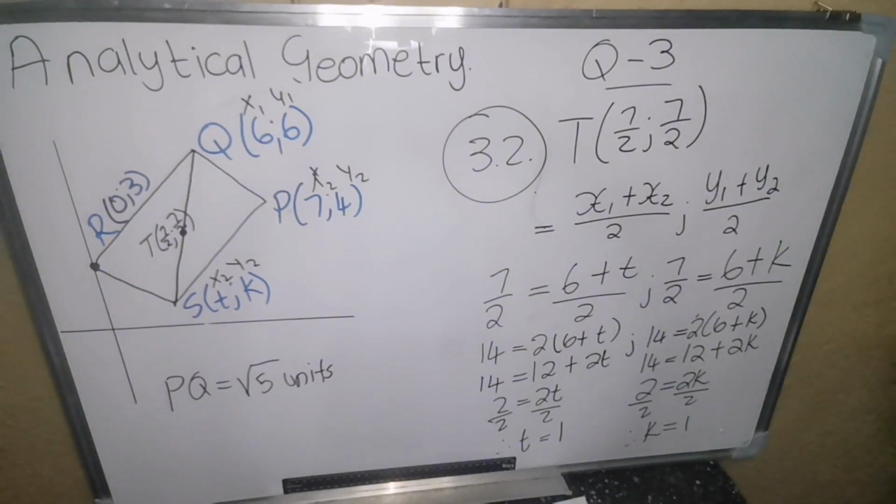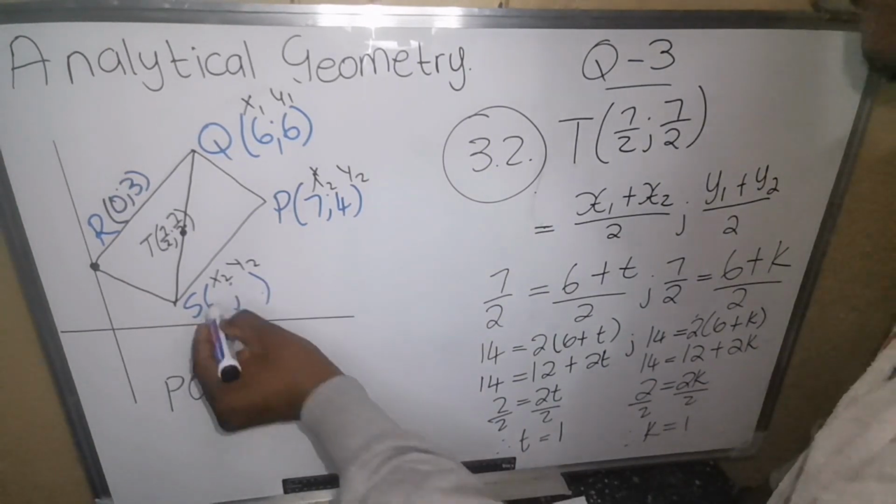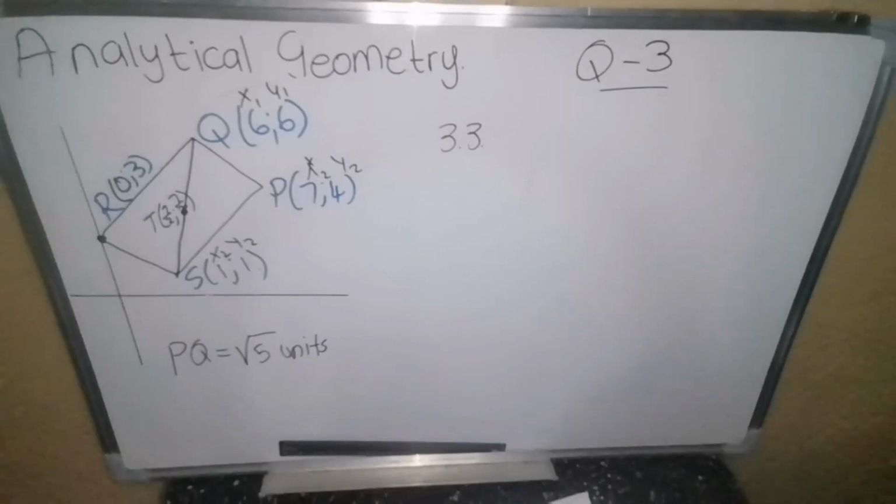So the coordinates of S are 1 and 1. This is the coordinate of S, 1 and 1. We are clear, guys. I hope we are all clear on that one.